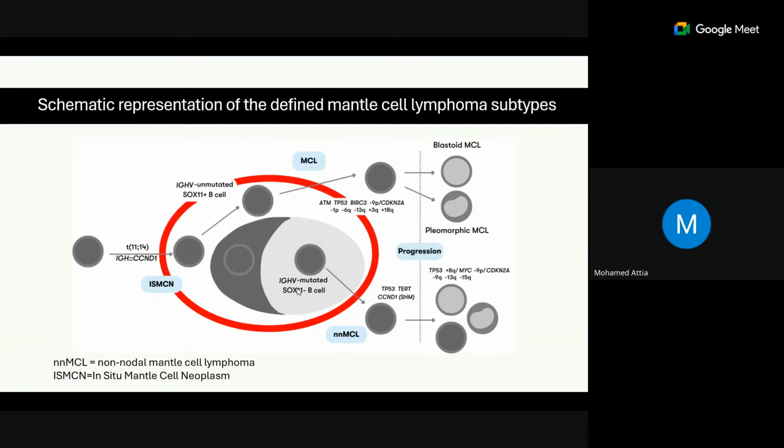Some of the cells later on, under the pressure of this translocation and the multiplication, acquire new genetic changes. This is an evolution of the disease. New genetic alterations will be acquired, like TP53, and all of us know that TP53 mutations carry a very bad risk in all kinds of malignancy. And also some chromosomal losses, like 1p, like 6q, like 13q, like 3, like 18, and this will lead to blastoid and pleomorphic formation. So the mantle cell lymphoma may also be under proliferation pressure, and the evolution of the disease may develop into a more and more aggressive kind of disease.